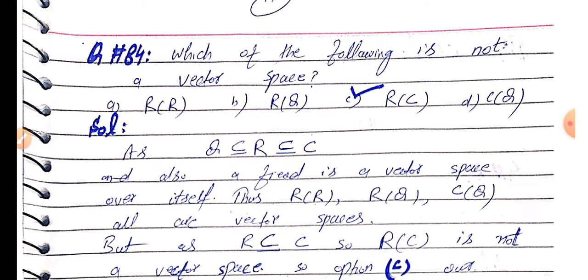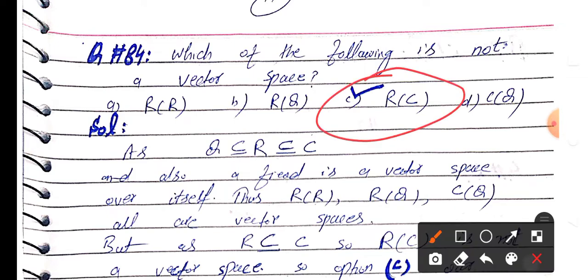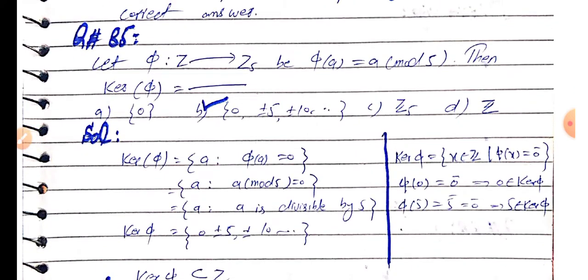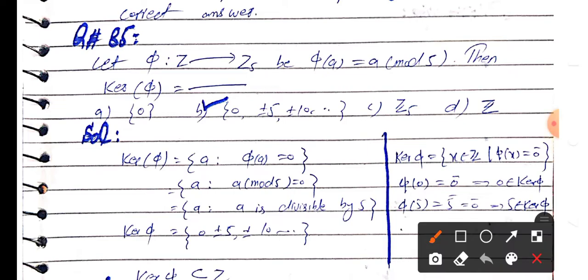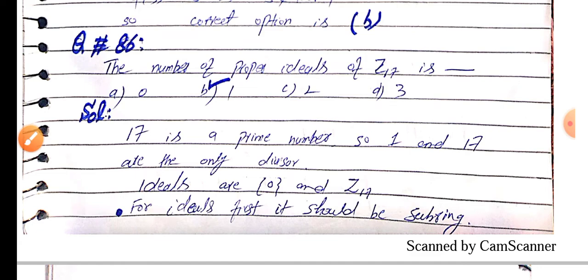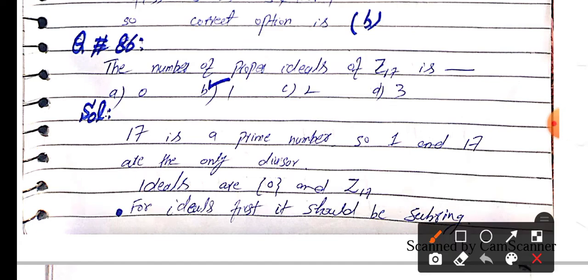84. Which of the following is not a vector space? R over C is not a vector space. 85. Let phi from Z to Z, phi of A is equal to A mod 5, then the kernel of phi is equal to option B: 0, plus minus 5, plus minus 10. 86. The number of proper ideals of Z 17. So 1. So the factors of 17 are 1 and 17.